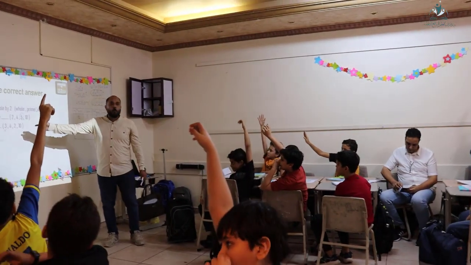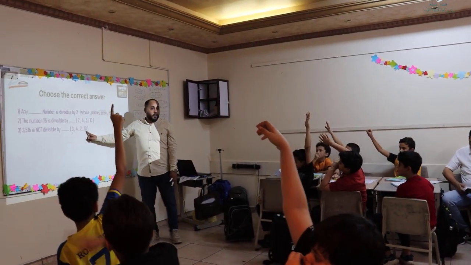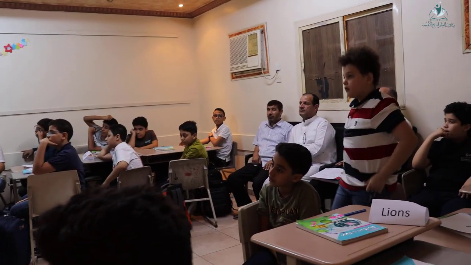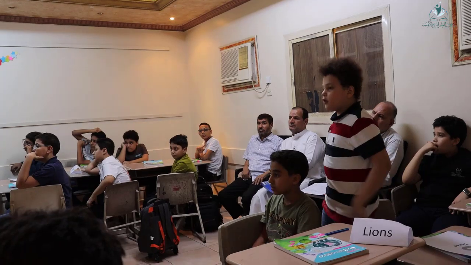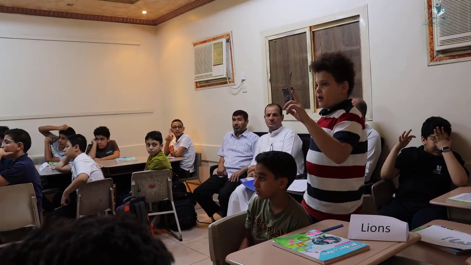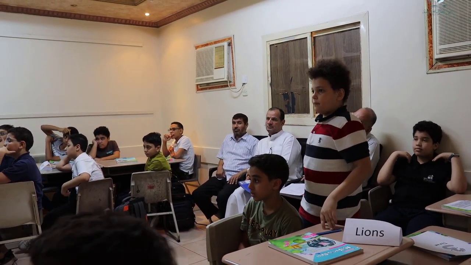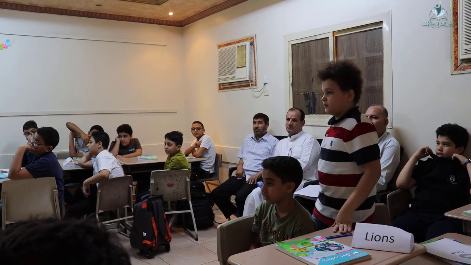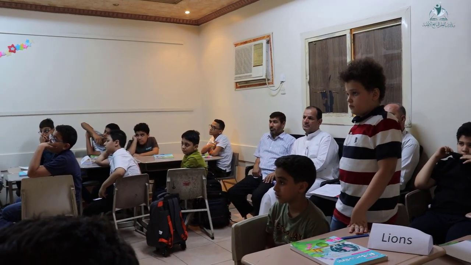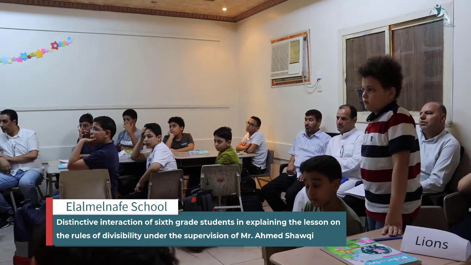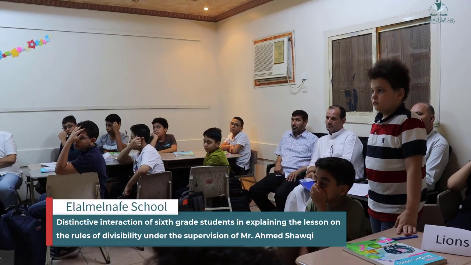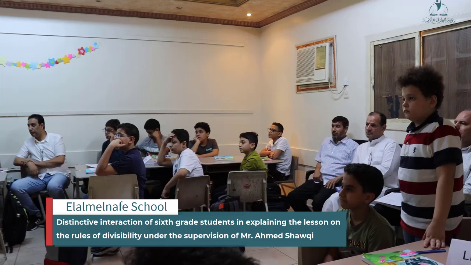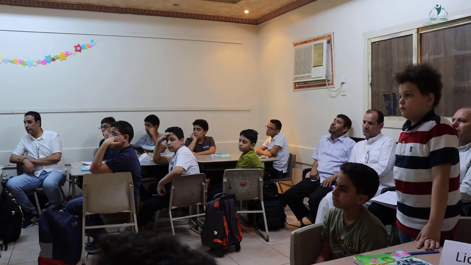Is this number divisible by 10? No. Why? Because its ones digit is 6. The ones digit here is 6, so it's not divisible by 10. Any number is divisible by 10 if the ones digit is 0. So 10 is the correct option.